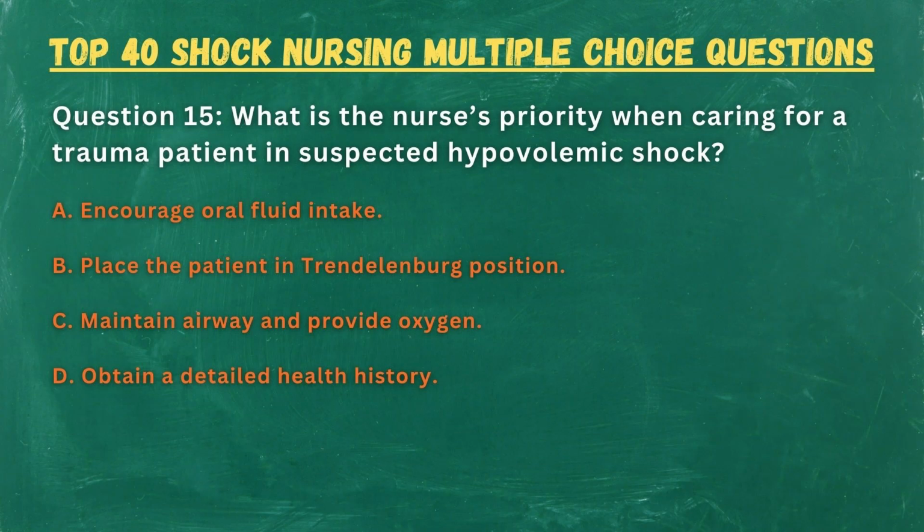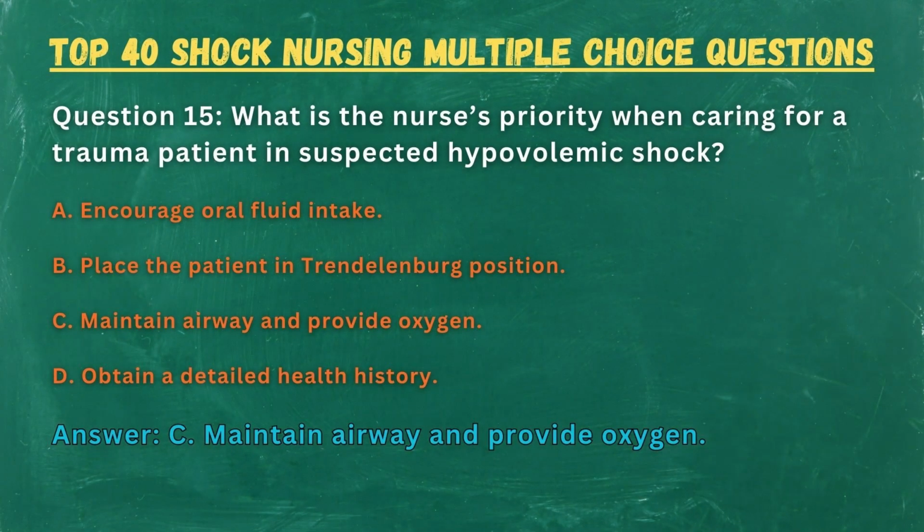Question 15. What is the nurse's priority when caring for a trauma patient in suspected hypovolemic shock? A. Encourage oral fluid intake. B. Place the patient in Trendelenburg position. C. Maintain airway and provide oxygen. D. Obtain a detailed health history. Answer: C. Maintain airway and provide oxygen.